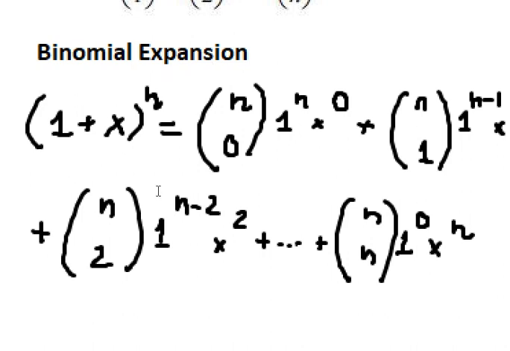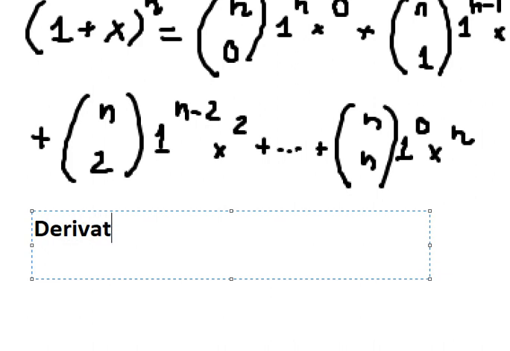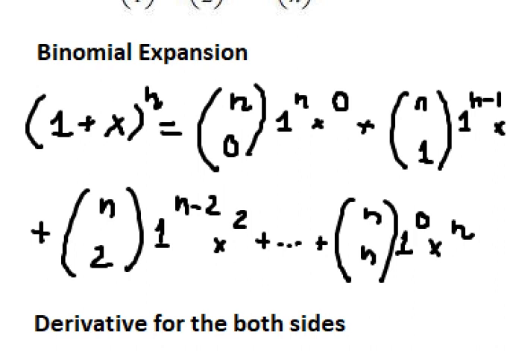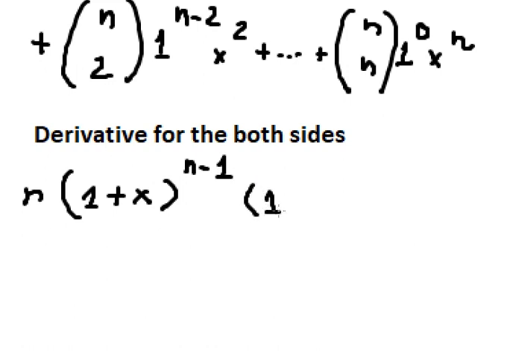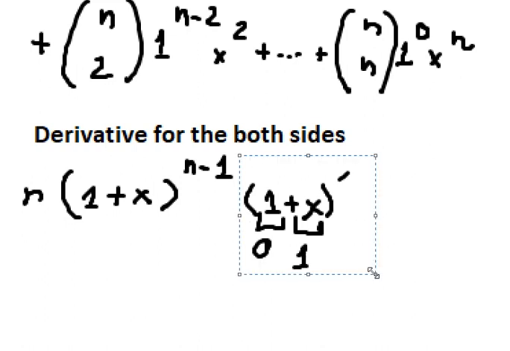Now we need to take the derivative of both sides. If we first differentiate this side, we get n multiplied by (1 + s) to the power of n minus 1. Later we need to take the derivative of 1 + s. The derivative of 1 is 0, and the derivative of s is 1. So we can simplify like this.